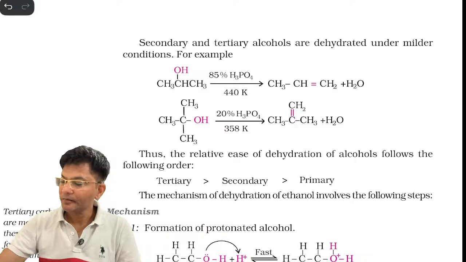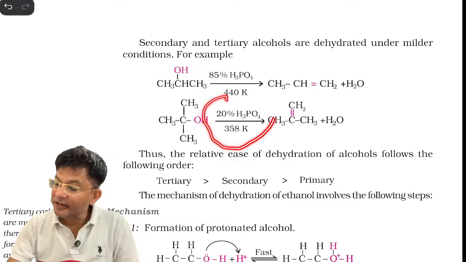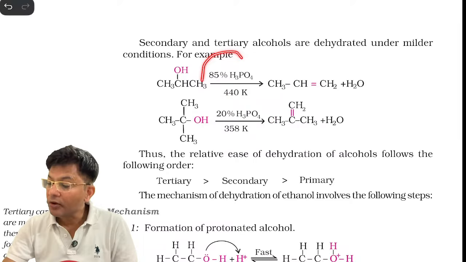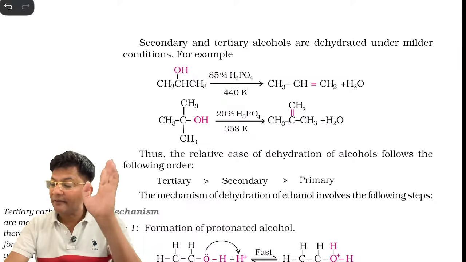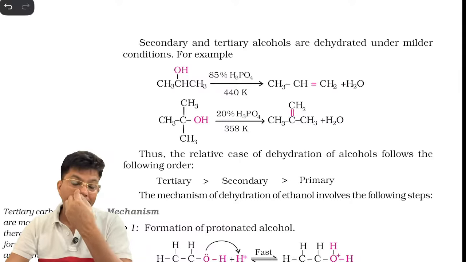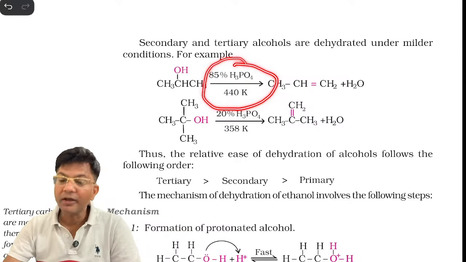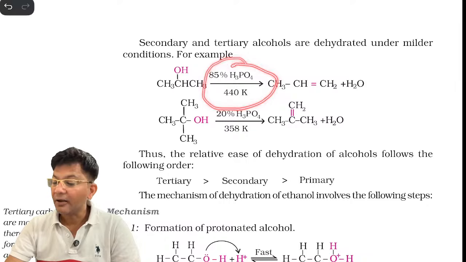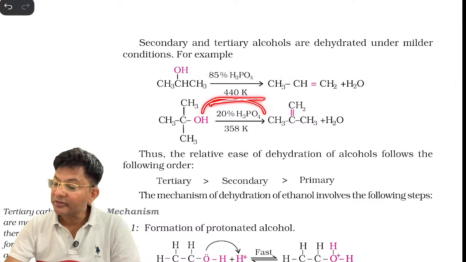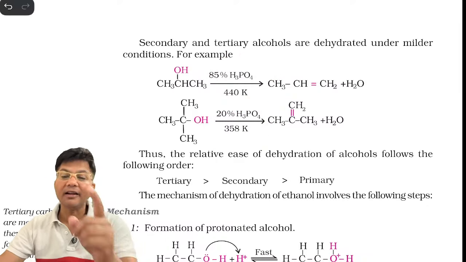See, less concentrated, less temperature. More concentrated, more temperature. Have you ever seen in this way? Your NCERT, have you ever seen in this way? More concentrated phosphoric acid and more temperature. Less concentrated phosphoric acid and less temperature.